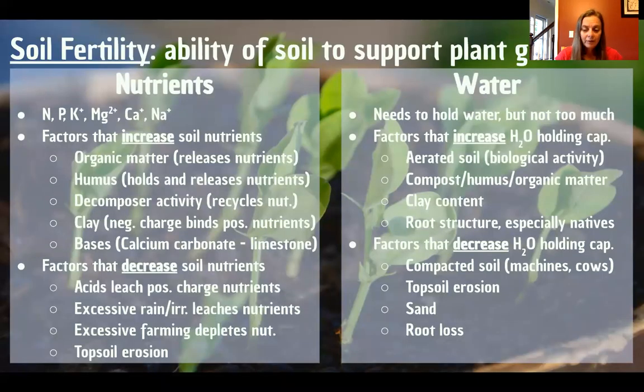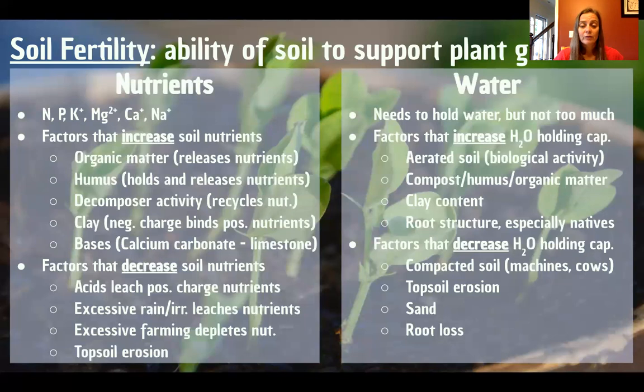One last important characteristic of soil is its fertility, which refers to its ability to support plant growth. And so that really refers to both nutrients and water. So we've talked about water and ideal soils. It needs to hold water, but not too much water. So we want to have well aerated soil. That usually comes from lots of biological activity.